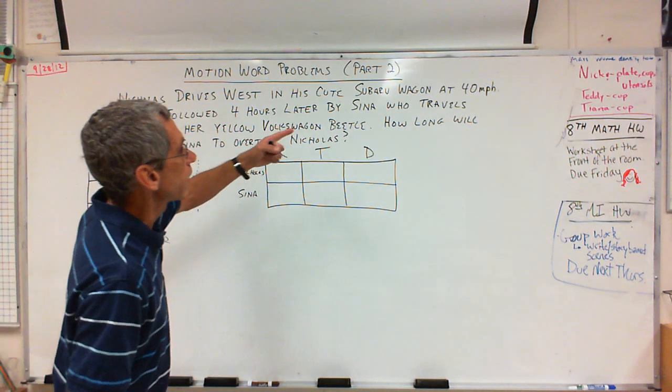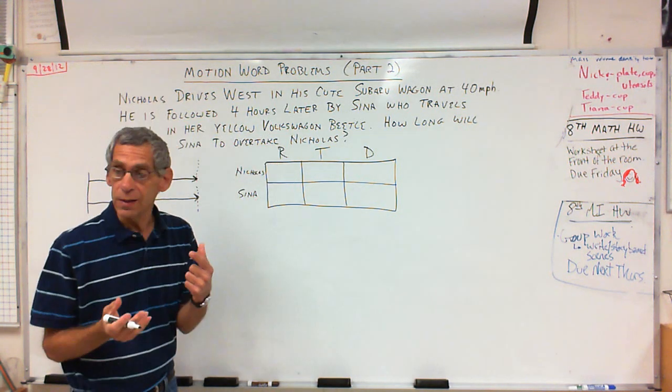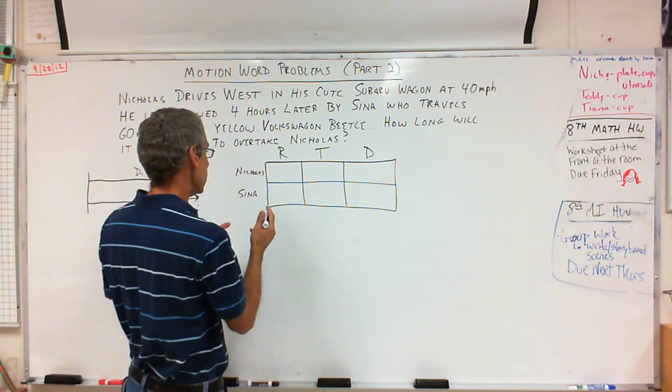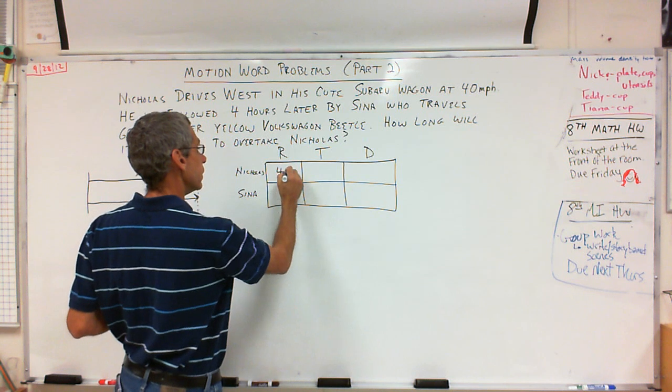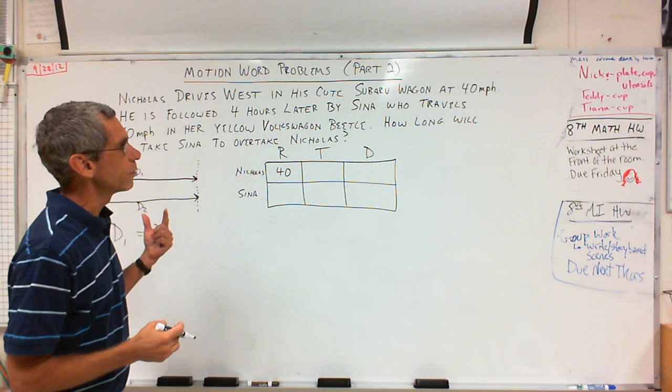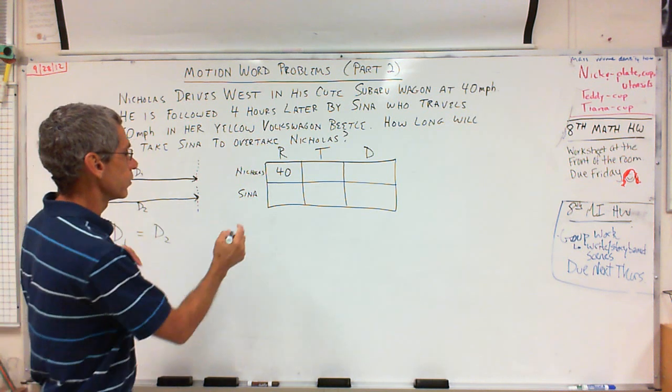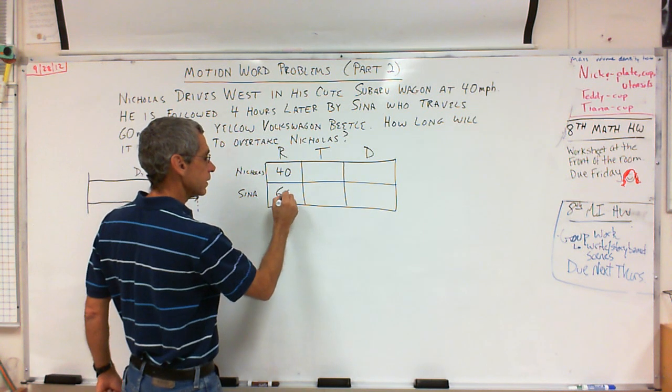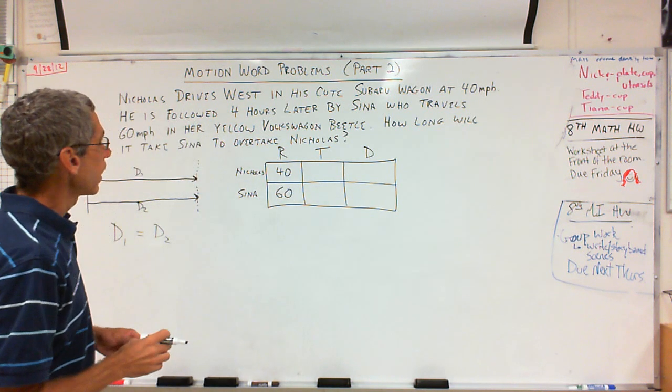Nicholas drives west, he goes 40 miles per hour. That's a speed, miles per hour. That's rate. All right, so he's going 40. And he is followed 4 hours later by Sina, who travels 60 miles per hour. So her rate is 60 miles per hour. Now we've got to look at the time.